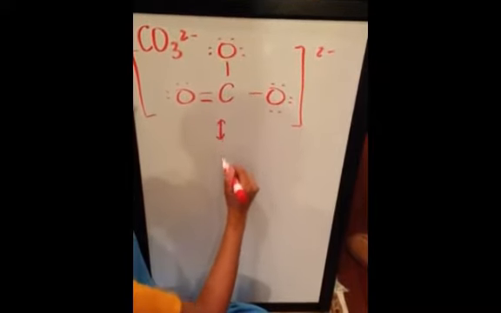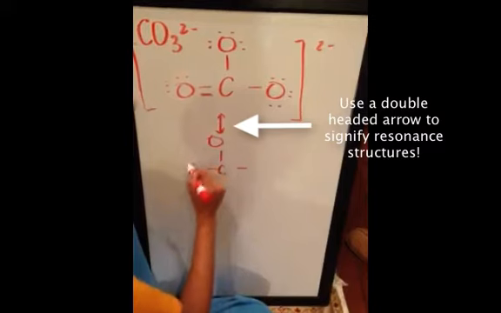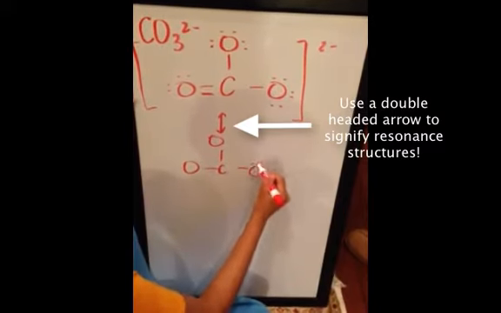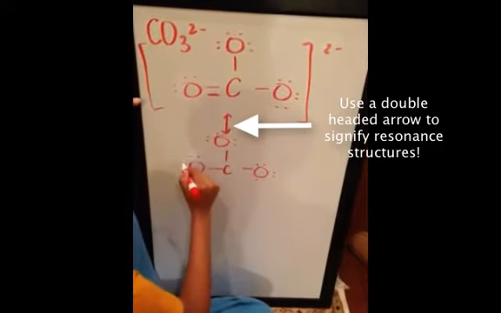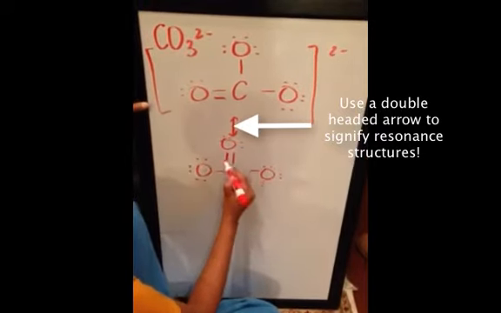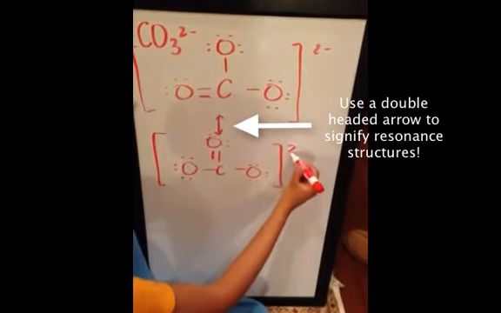So, you may notice that there are 3 different ways to place the double bond in the structure. This type of ion requires resonance structures. These structures are used because all 3 resonance forms exist simultaneously, and the strength of all 3 bonds are the same.